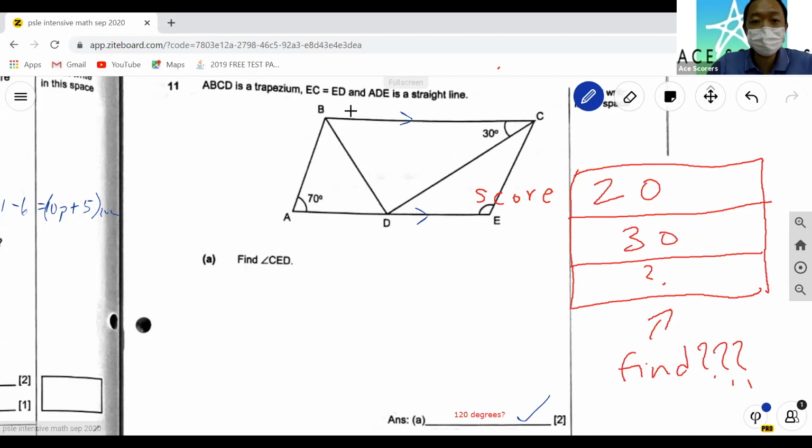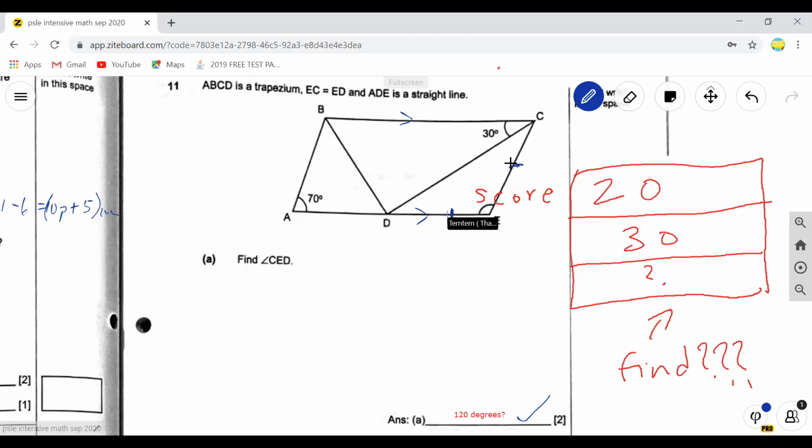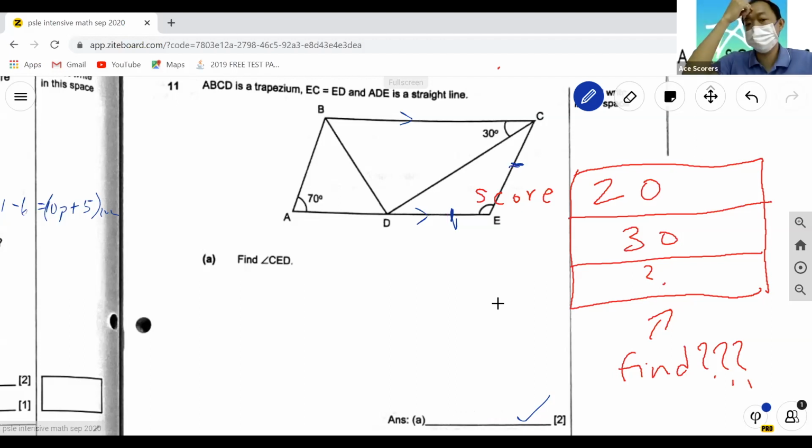Okay, EC equal to ED. EC equal ED. So this one equal to this one. Yeah. Okay, so what it means is that is an isosceles. So there's an isosceles triangle over here. Alright. So how to find CED? Okay, wait.